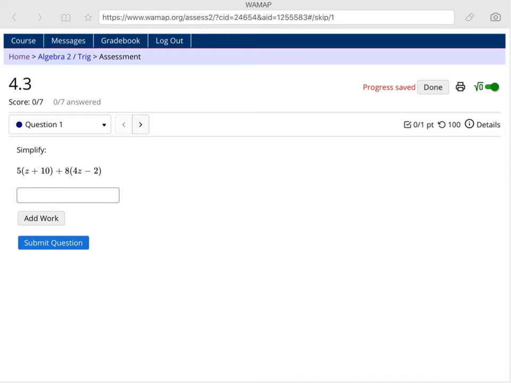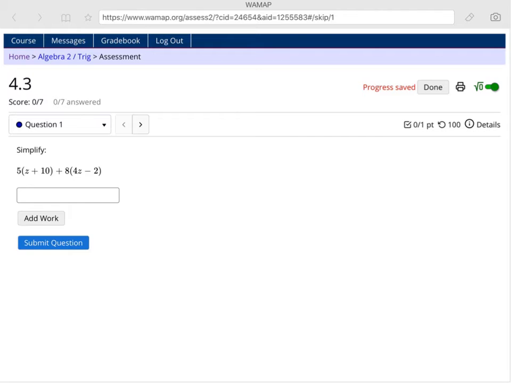From here, there's no other simplification I can do, because we only have 2 terms and they are not like terms, therefore they cannot be combined. And so then this would be my final answer. So I would just type that into the box right here and then click the submit question button. And you should be told then that you got 1 out of 1 on that first problem.